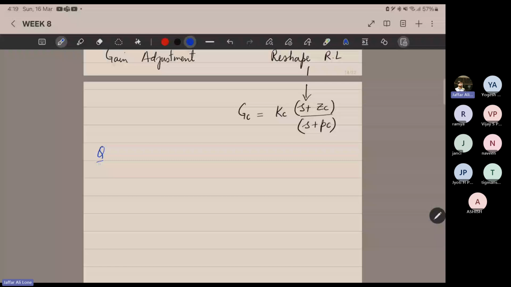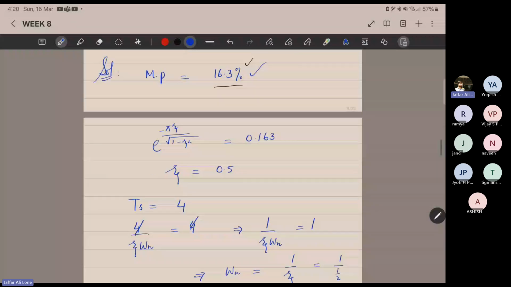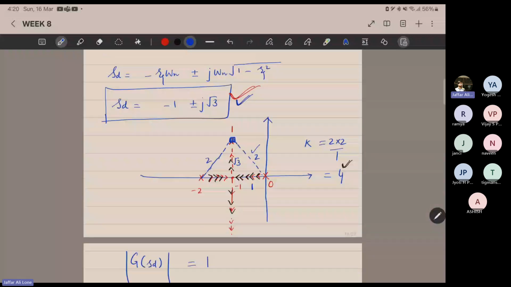Let's assume we are given the same transfer function. G(s) is 4 divided by s into s plus 2. So I took the same transfer function, with K as 4. And with some specifications which were given, we found that our desired pole was coming on the root locus. Now I will change the specification such that my pole does not come on the root locus. Okay, so this is my question.